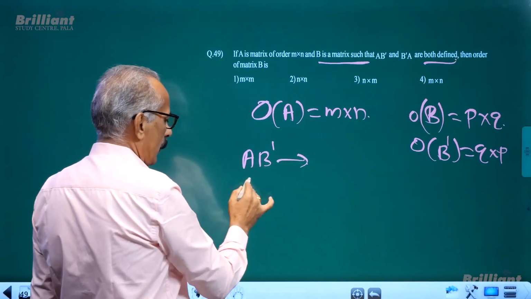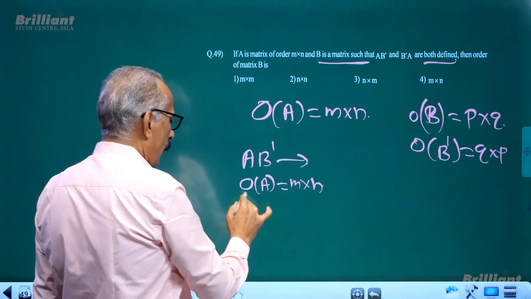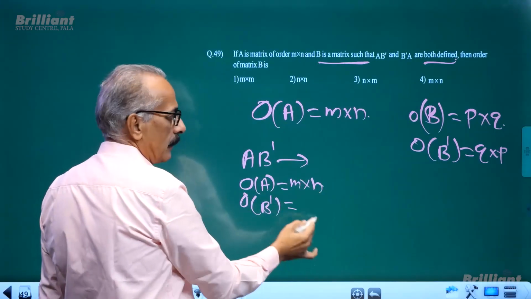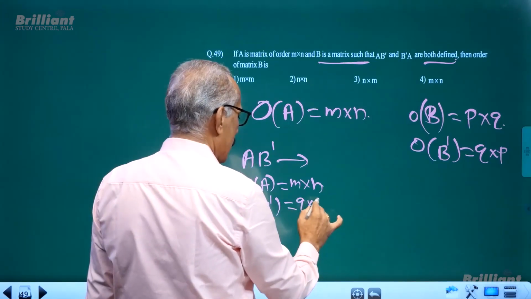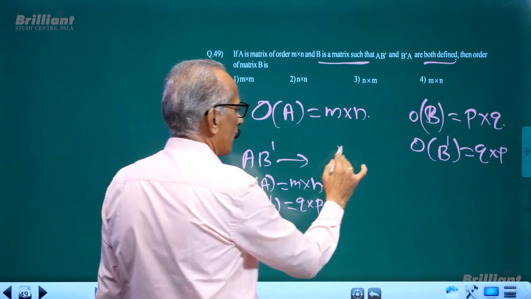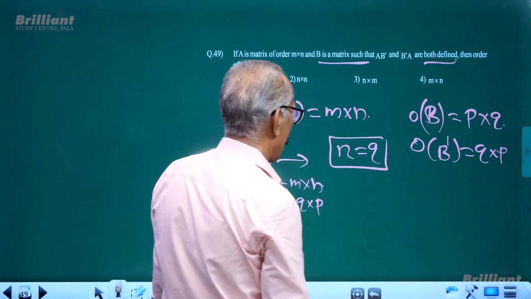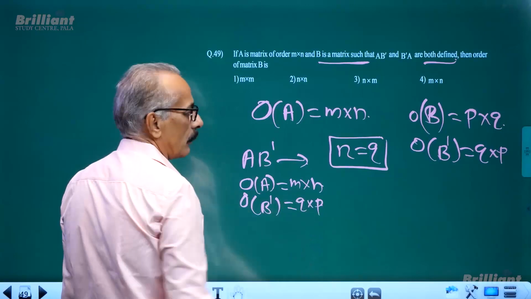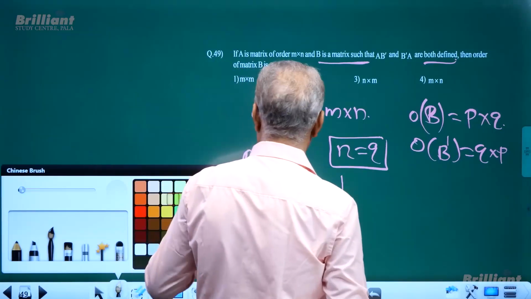So what will you write? Order of A is m by n. Then the order of B dash you should write. What is the order of B dash? That will be Q by P. This exists only if n is equal to Q. First thing, n is equal to Q. Now, what else is also existing?